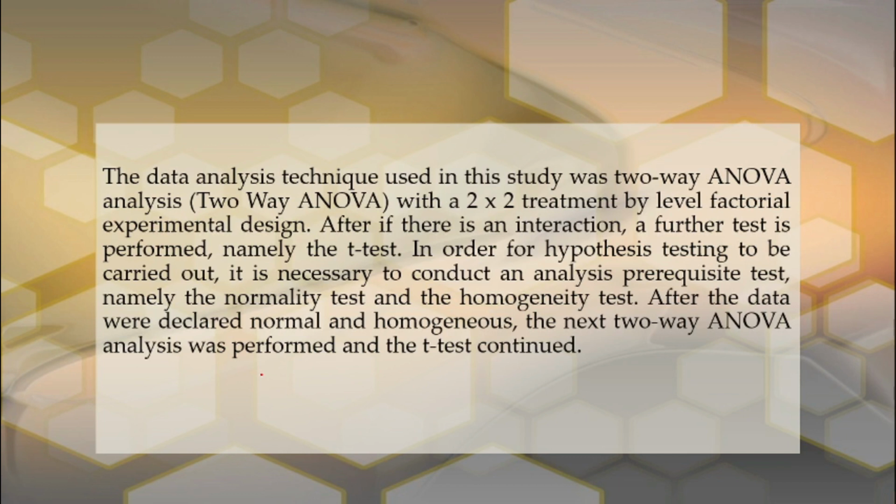In order for hypothesis testing to be carried out, it is necessary to conduct an analysis prerequisite test, namely the normality test and the homogeneity test. After the data were declared normal and homogeneous, the next two-way ANOVA analysis was performed and the test continued.